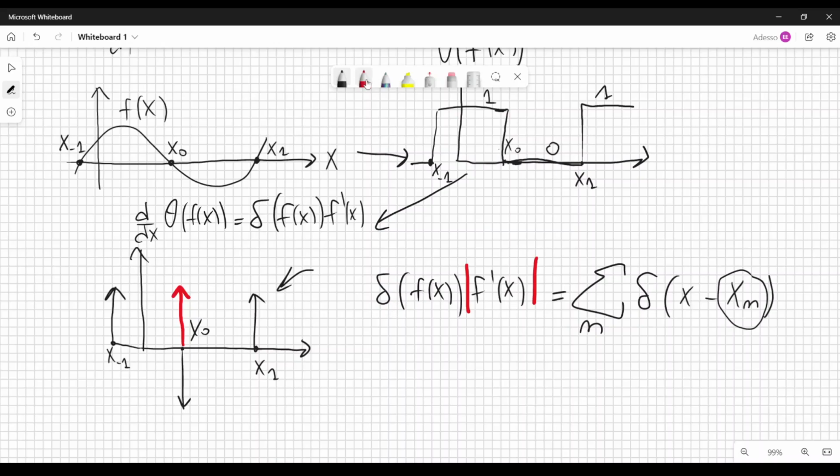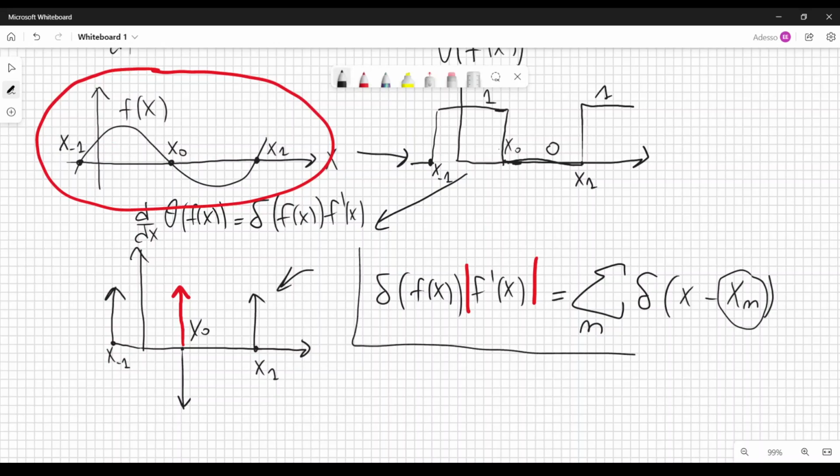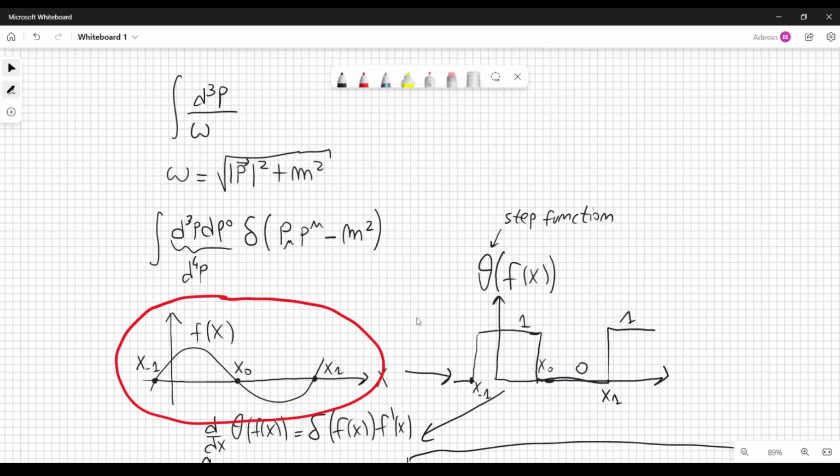Because remember where we started. We started from here. The points x sub minus 1, x0, x1 are all points that make the function f of x equal to 0. So f of x0 is 0, f of x1 is 0, and f of x sub minus 1 is 0. So you get the idea. This is an important formula because we're going to use it for the solution to this integral. Actually, I should not call it solution, but we can easily see that starting from here and using the formula that we just found, we can get that result.